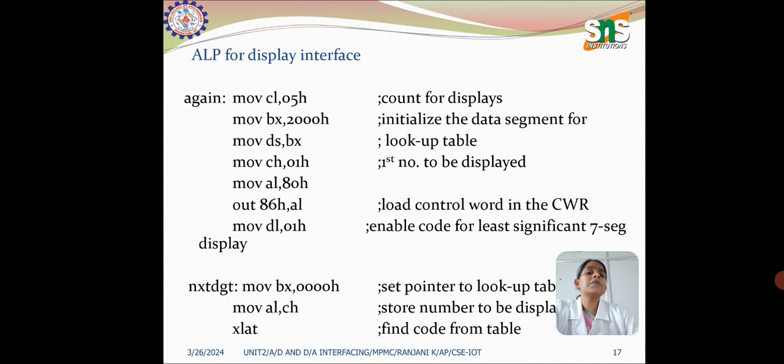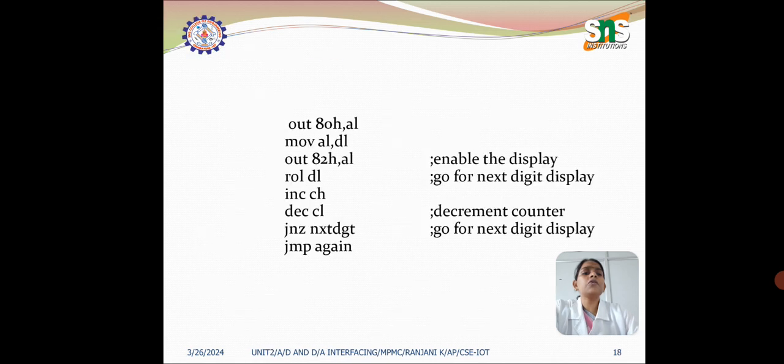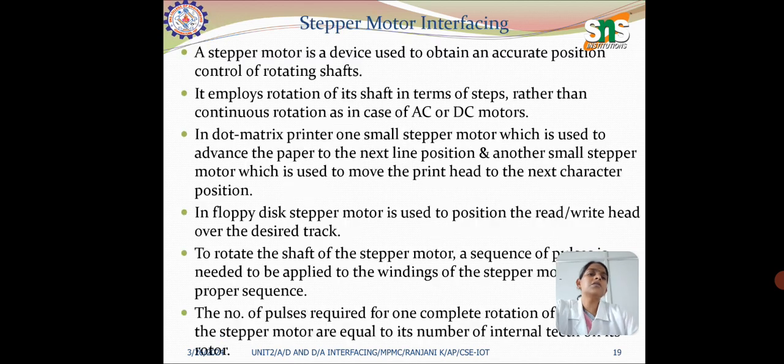significant 7 segment display. Here MOV BX sets a pointer to the lookup table, and MOV AL, CH stores the number to display, and XLAT finds the code from the table, and OUT 80H and 82H enable the display, and ROL DL goes to the next digit of the display, and increment and decrement the counter, then JNZ is the jump to go for the next digit display.